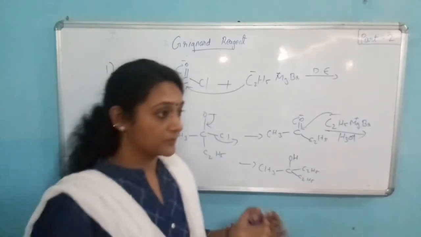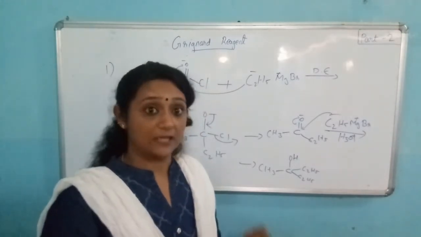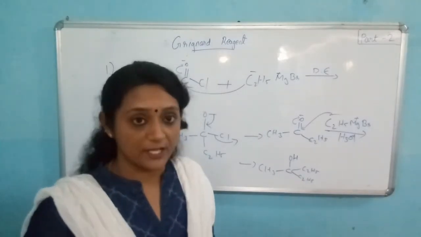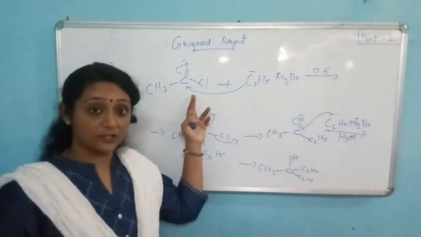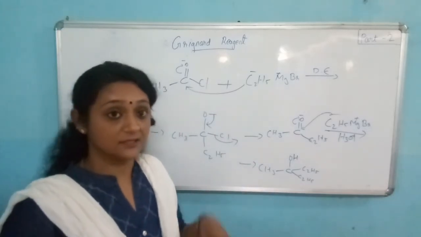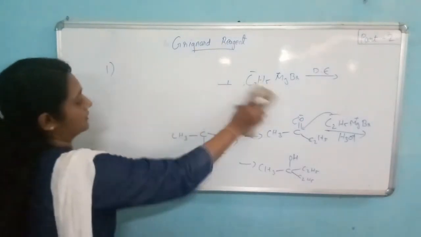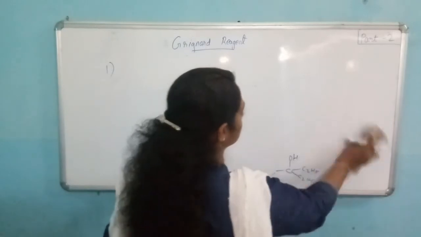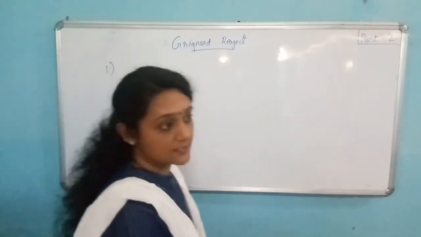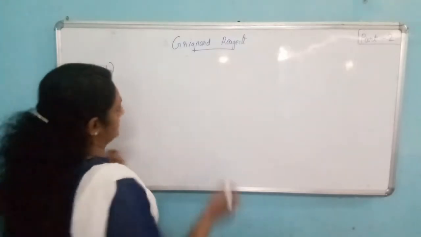Okay, from formaldehyde we get primary alcohol, from an aldehyde other than formaldehyde we get secondary alcohol, from ketone we get tertiary alcohol, and from acid chloride we get tertiary alcohol, from formate ester we get aldehyde, and from an ester other than formate ester we get tertiary alcohol. And next is reaction with cyclic ether.